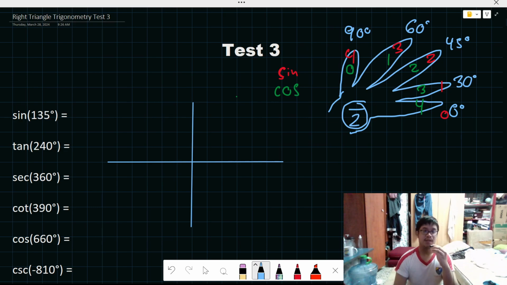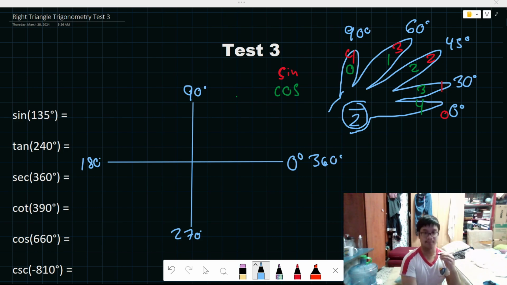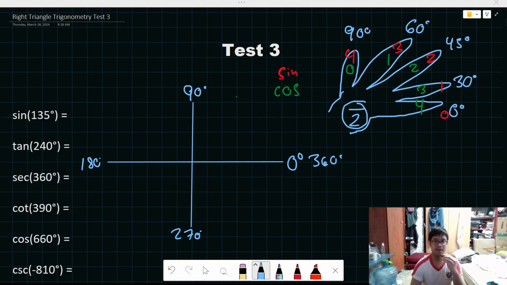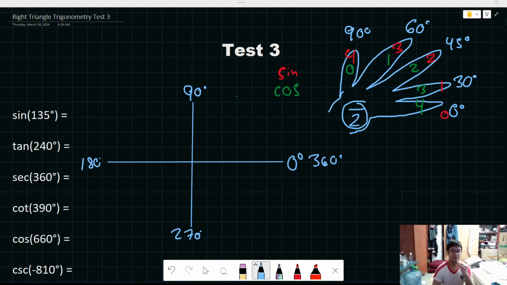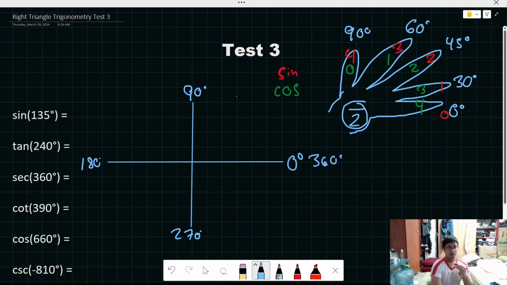So in a graph, we have 0 degrees, 90 degrees, 180 degrees, 270 degrees, and here we have 360 degrees. Wait, hold on. Let me just decrease the size of my camera. Right, there we go. So here, yeah, we have this one. This is basically the standard graph of the given angles.